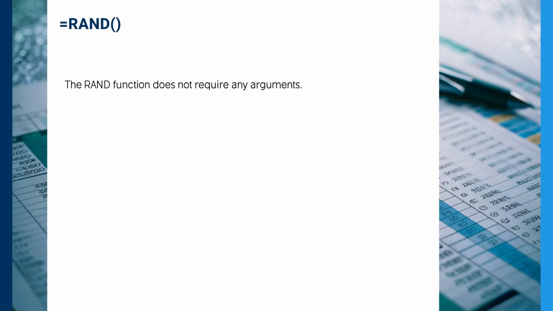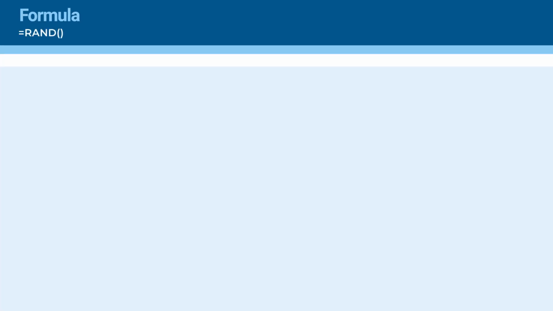The RAND function does not require any arguments. When you enter =RAND() into a cell, Excel will generate a random decimal number greater than or equal to 0 and less than 1. Let's start by setting up our data.